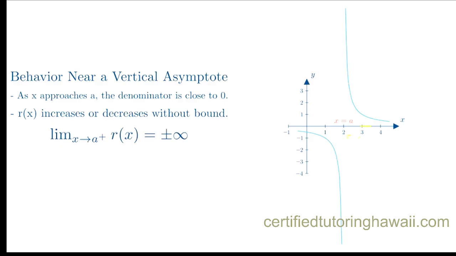As x approaches a from the right, or the positive side, which we write as x arrow a plus, r of x approaches positive or negative infinity. The function gets arbitrarily large, either positively or negatively. Similarly, as x approaches a from the left side, or the negative side, which we write as x arrow a minus, r of x also approaches positive or negative infinity. So, on a graph, the function will get closer and closer to the vertical line x equals a, but it will never touch or cross it, because its value is skyrocketing.